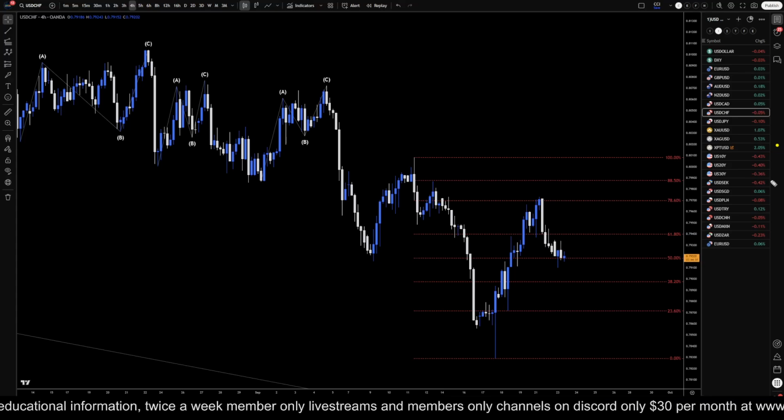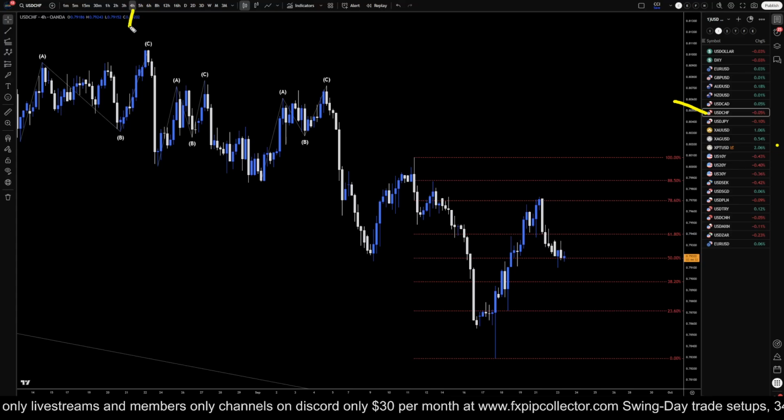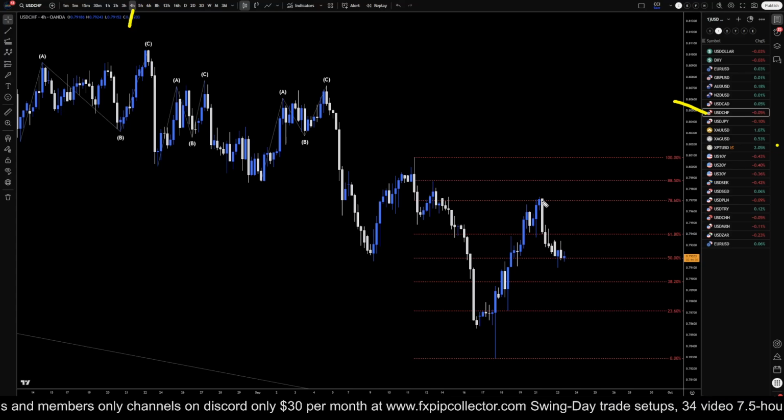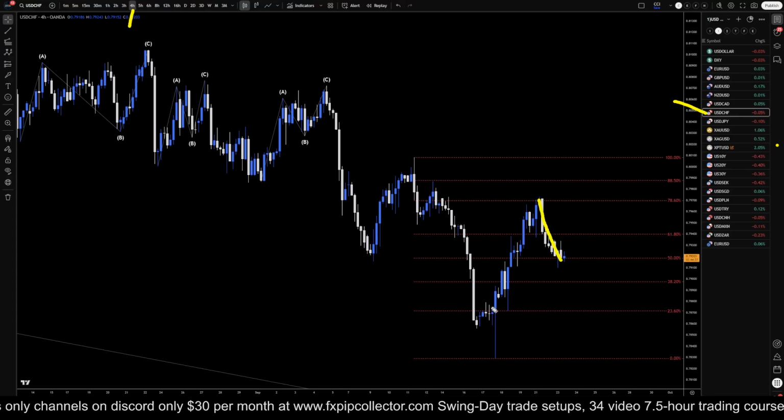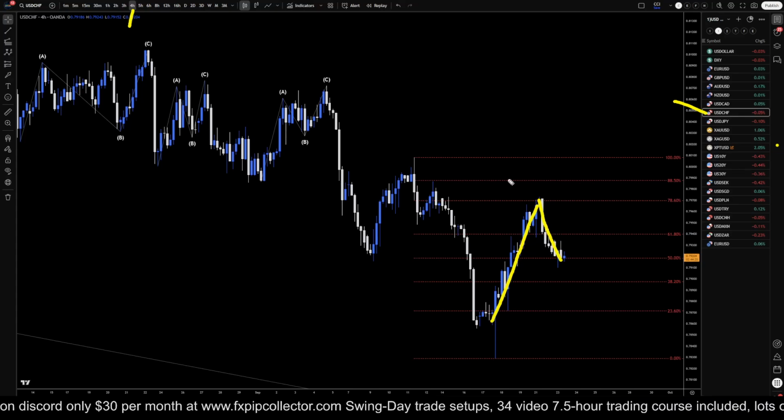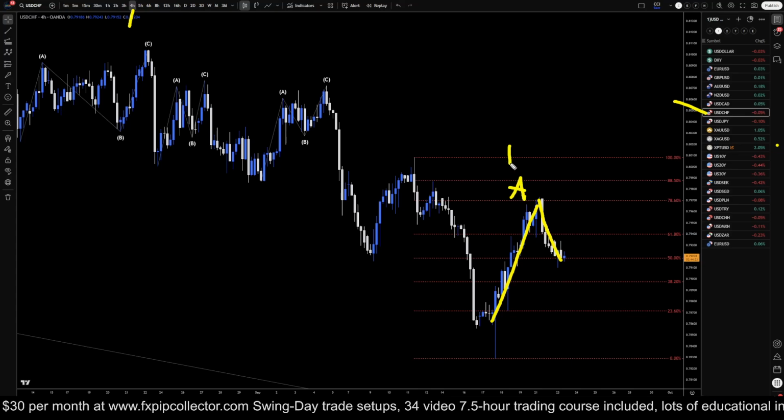Today is Tuesday, September 23rd, and this is my analysis for the US dollar Swiss, and we are on the 4-hour time frame. So anyways, on the dollar Swiss, we did get a pretty good bounce yesterday, but this move up to me is very impulsive. So I would expect this to be like a wave A or maybe a wave 1.